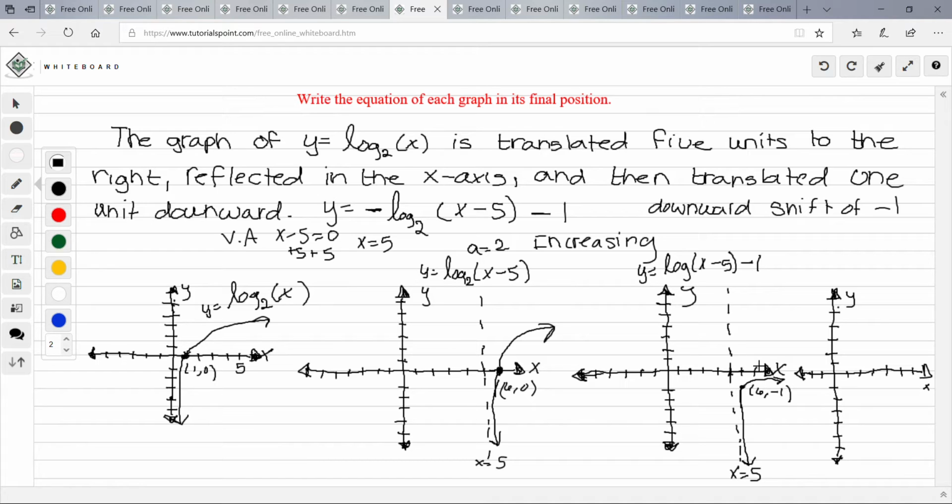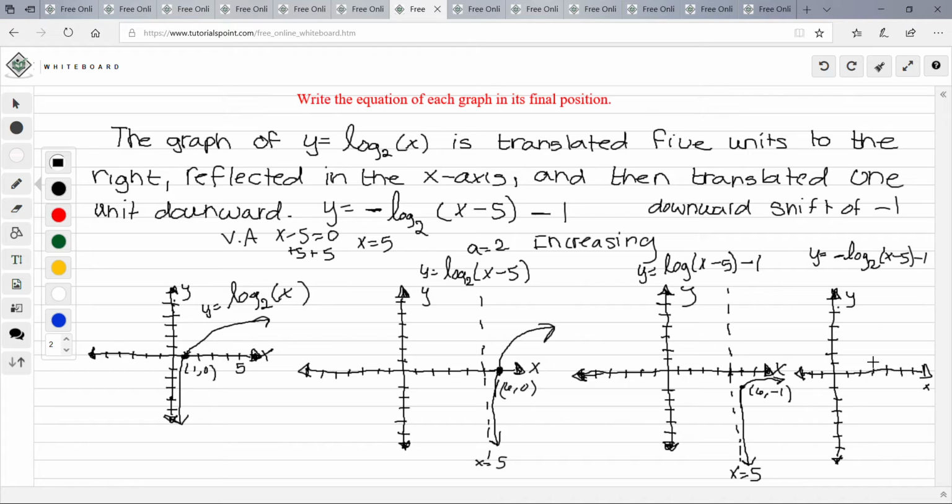Now let's graph the whole thing, y equals negative log base 2 of x minus 5, minus 1. So the only difference is, since there's a negative right here, it's flipped. There's a reflection on the x-axis, so it's like folding the paper like a taco, if that makes sense. So here, let me show you.